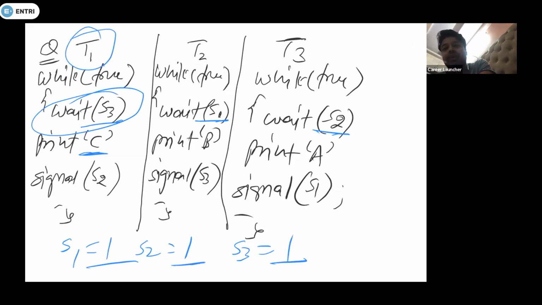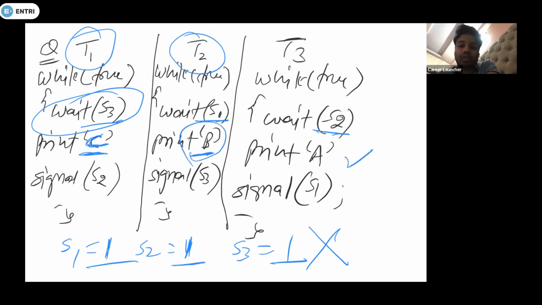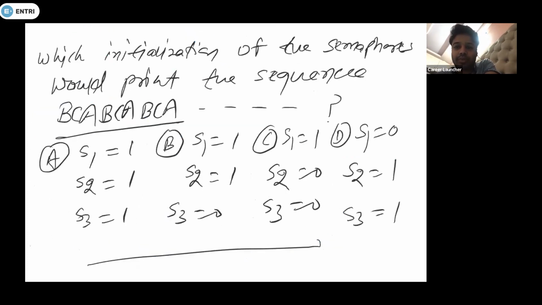Suppose that T1 comes first here. Then C will be printed, but C is not a desired output. First of all, B must be printed. So until B is printed, T1 and T3 must be blocked. First T2 finishes the execution, after that T1, then after that T3. That is not possible because here all values are 1, so T3 can come first and A will be printed. But first of all we want B only. So option A is false here.